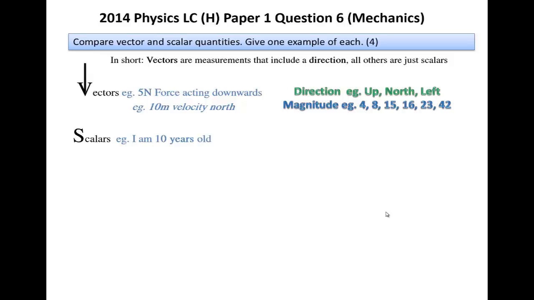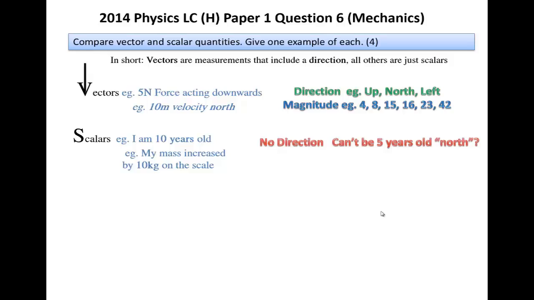Scalars are things that don't make any sense to have a direction on them. So you can't be 10 years old in a direction, or your mass doesn't really increase in direction. If you say 10 kilograms on a scale, that helps me remember that kilograms are scalar, as in they don't have any direction. And I can't really be 5 years old left or north. It's a bit weird. You can just have a magnitude, so it can be big or small. It can be 4 kilograms, 8 kilograms, 42.